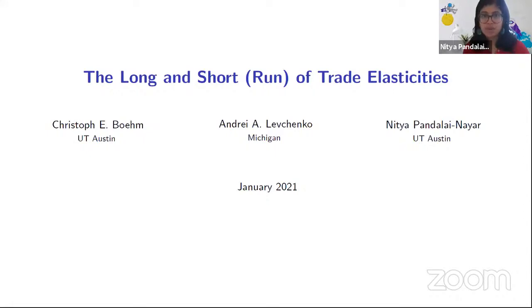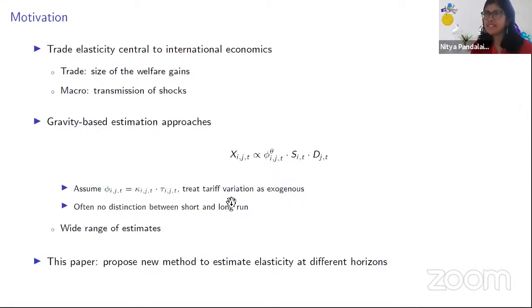So this is joint work with Chris Boehm and Andre, and it's a paper about the trade elasticity. And so as such, it doesn't really need very much motivation, because as we all know in this audience, the trade elasticity is perhaps the central parameter in international economics. It matters both in quantitative trade models, where in many of them, it governs the size of the welfare gains from trade, but it also matters in international macro, where it disciplines the transmission of shocks across countries.